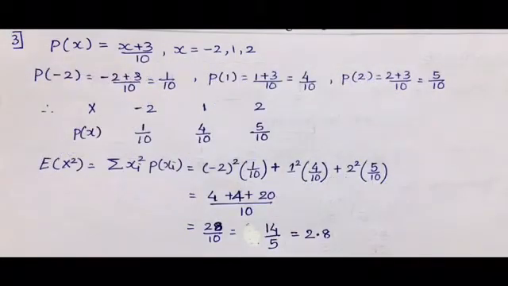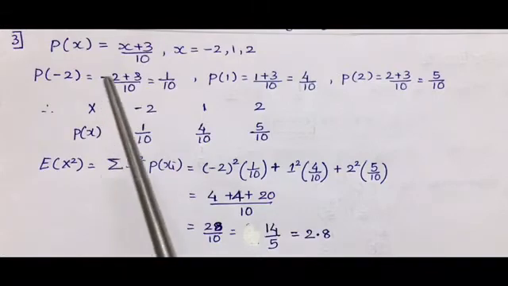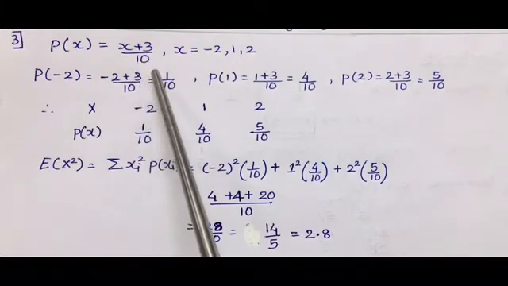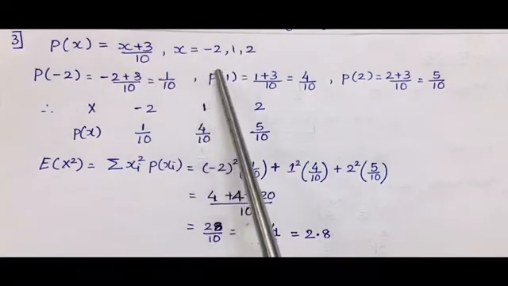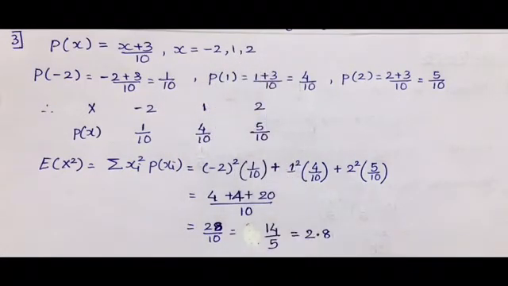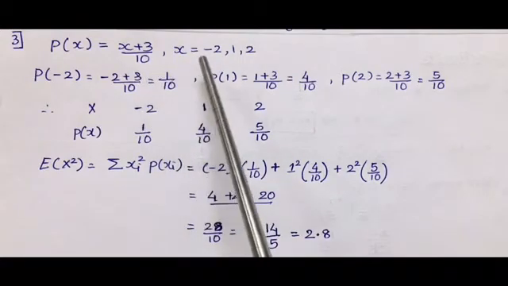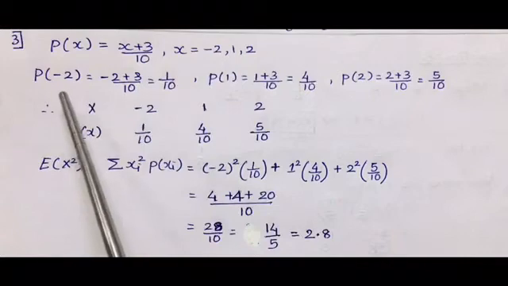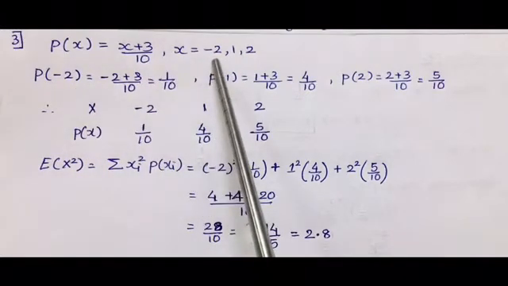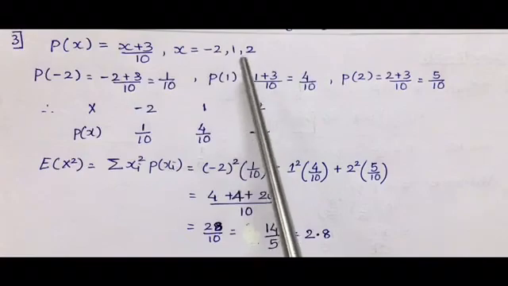Question number 3 of section C is the probability distribution of a random variable is as follows. P of x is equal to x plus 3 divided by 10. X is equal to minus 2, 1, 2. Hence calculate E of x square. Now firstly we need to calculate each of this x probability by substituting the value of x as minus 2, 1 and 2.